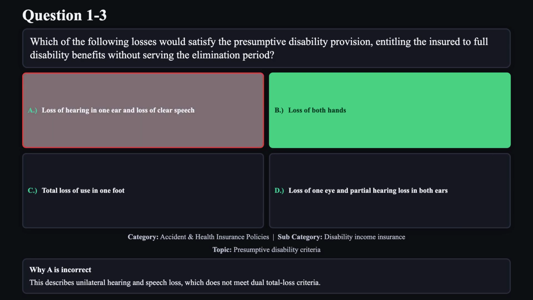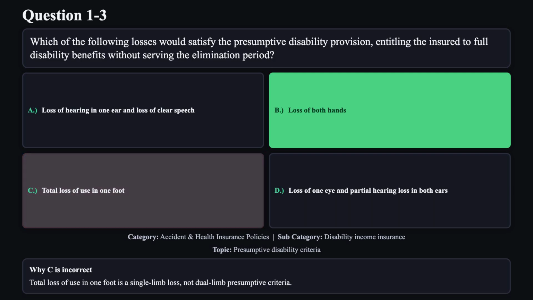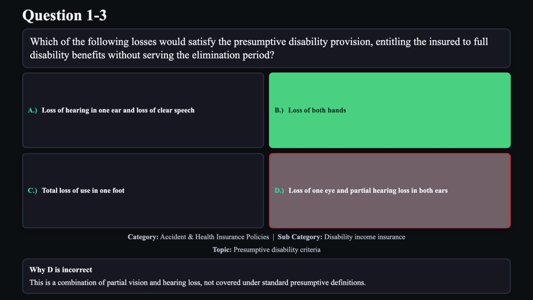Reason A is not correct. This describes unilateral hearing and speech loss, which does not meet dual total loss criteria. Reason C is not correct. Total loss of use in one foot is a single limb loss, not dual limb presumptive criteria. Reason D is not correct. This is a combination of partial vision and hearing loss, not covered under standard presumptive definitions.